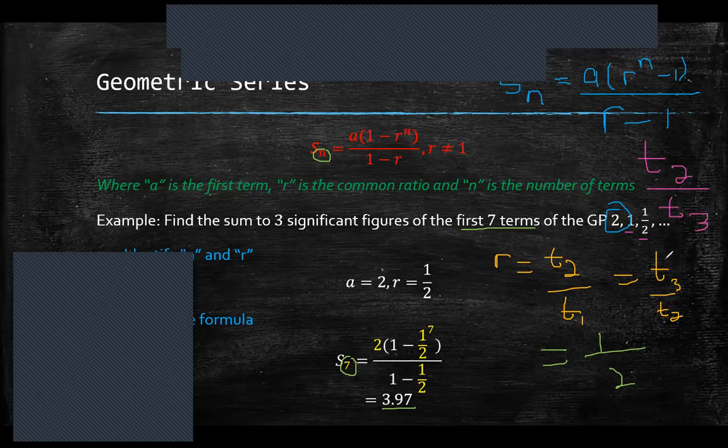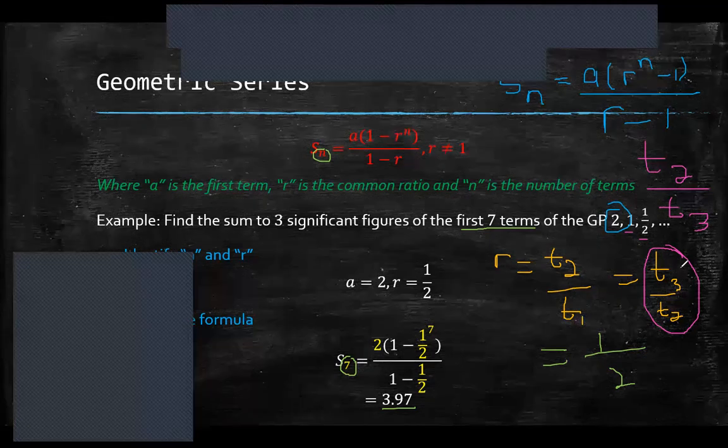But no, that's not the case. It's the bigger term divided by the smaller term. It's T3 divided by T2, not T2 over T3. You understand that? This number needs to be bigger than this number. 3 is bigger than 2, so 3 goes on top. You understand that?